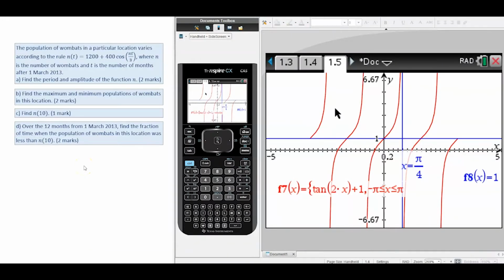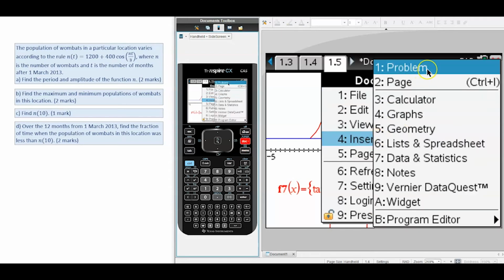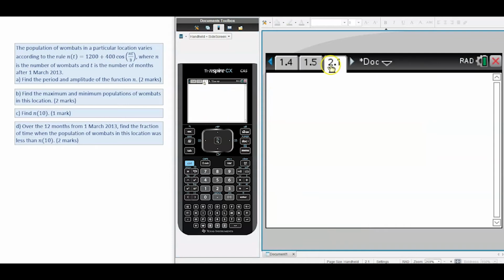So if I was doing any of this CAS work in a test or an exam, you definitely want to be inserting a new problem page every time you start a new question. You'll notice here that that gives us this 2.1 instead of continuing on from our previous question. It means that anything we've defined will not cross over these pages. And I'll show you another helpful hint with that in just a moment.